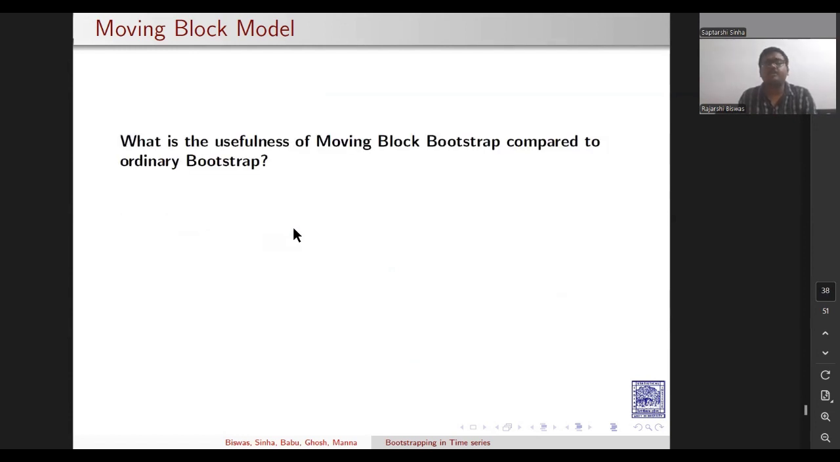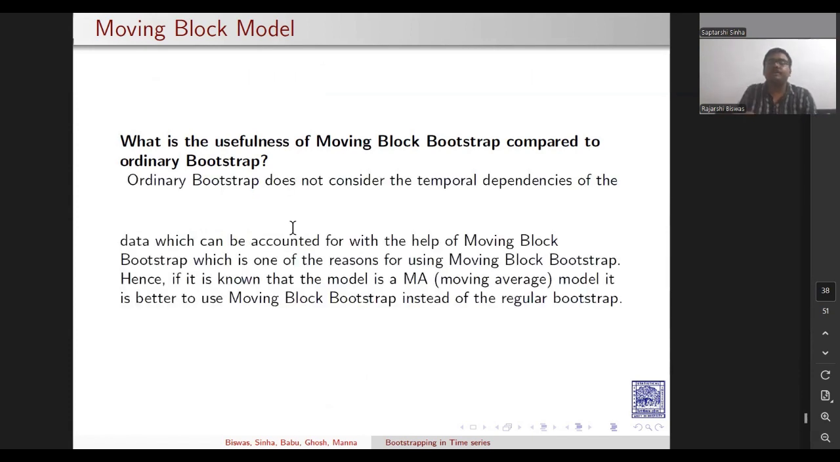Now, what is the usefulness of the moving block bootstrap compared to the ordinary bootstrap? The ordinary bootstrap does not consider the temporal dependencies of the data, which can be accounted for with the help of the moving block bootstrap. That is, the ordinary bootstrap does not account for the dependencies of the data, whereas the moving block bootstrap considers the dependencies, which is required in time series, whereas the ordinary bootstrap simply assumes that all the data are independent. Hence, in such cases, the moving block bootstrap is much more useful compared to the ordinary bootstrap.